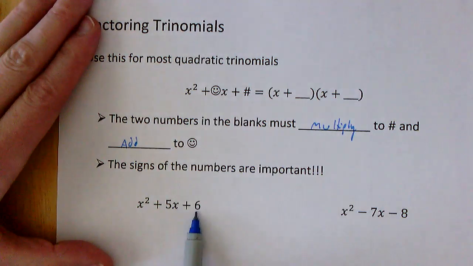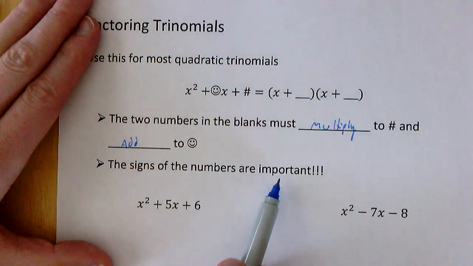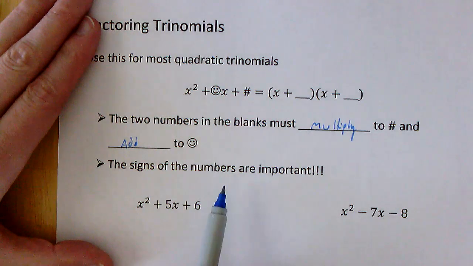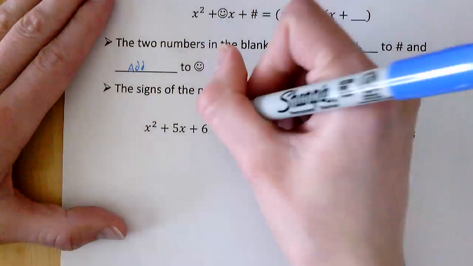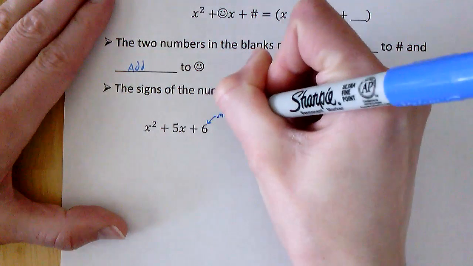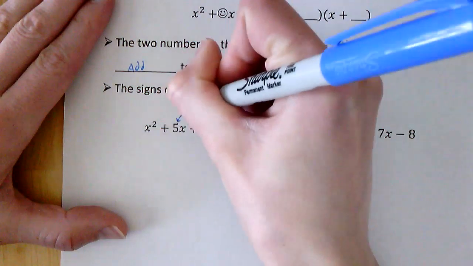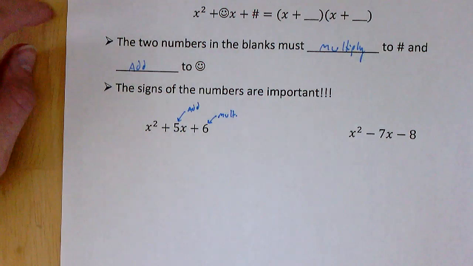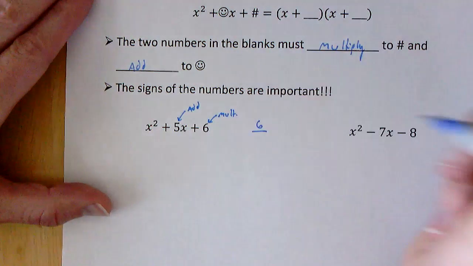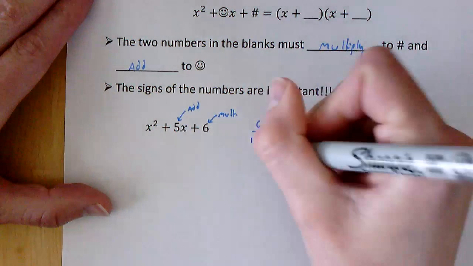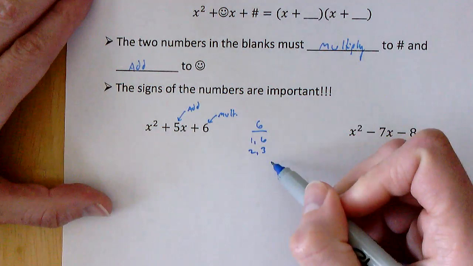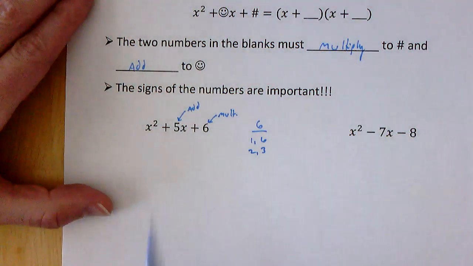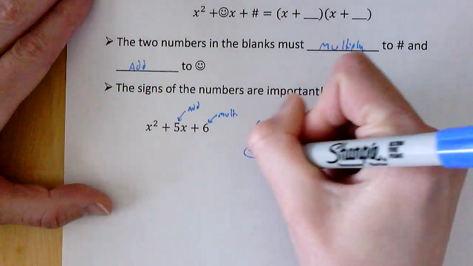So I'm going to look for two numbers that will multiply to 6 and add to 5. And now the signs of your numbers are really important here. You have to be really careful about your signs, whether it's positive or negative. So let's look at this first example here. We need two numbers that multiply to 6 and add to 5. Things that multiply to 6, I'm going to make a list. Well, I've got 1 times 6, and I've got 2 times 3, and that's it. So these are all the things that multiply to 6. Now, which of these will also add to 5? The 2 and the 3.